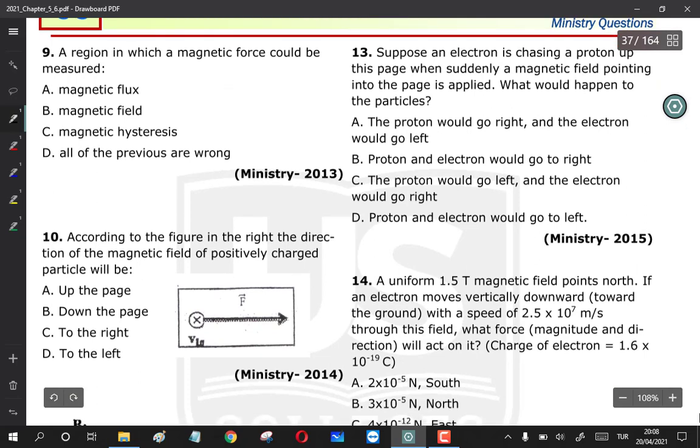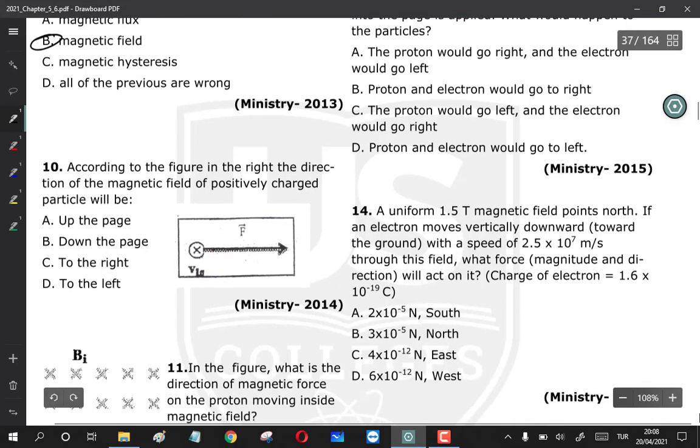Question number 9. A region in which magnetic force would be measured. Of course, magnetic force is measured in a magnetic field. That region is called a magnetic field. Without a magnetic field, no magnetic force.